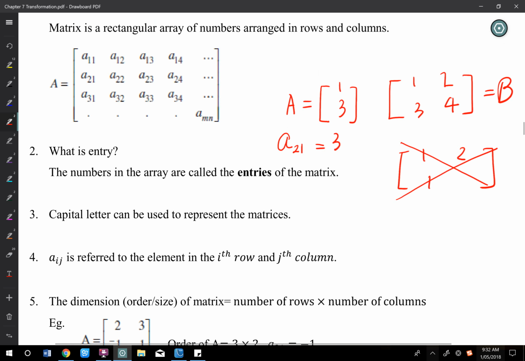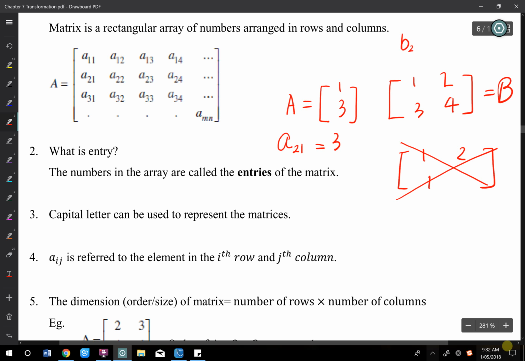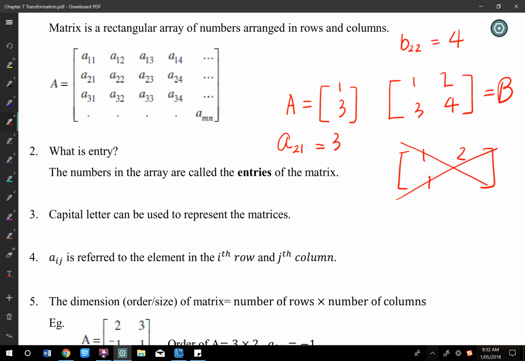For example, for this one, I can say b22 equals 4. Row 2, column 2, which is the number 4. So I can use the lowercase letter and the numbers at the bottom to talk about a particular entry.